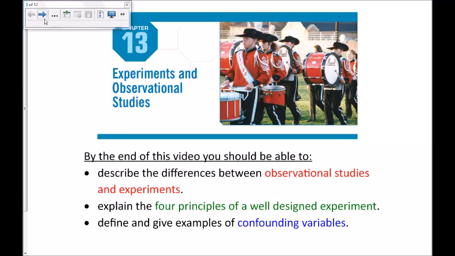This video is about Chapter 13, and in this video we'll talk about experiments and observational studies. By the end of this video, you should be able to describe the differences between observational studies and experiments. You should also be able to explain 4 principles of a well-designed experiment. Actually, there are 5 that we're talking about in this video. And you should also be able to define and give examples of confounding variables.